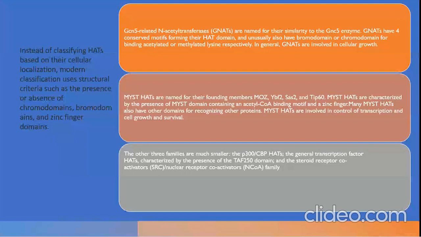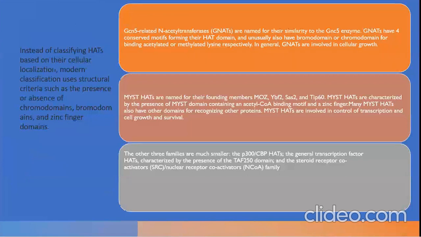In the modern classification, we use structural criteria such as the presence or absence of chromodomains, bromodomains, and zinc finger. So what do chromodomains, bromodomains, and zinc finger mean? Chromodomains and bromodomains are epigenetic regulating proteins. Epigenetic regulating proteins can be broadly classified into three: readers, writers, and erasers. Chromodomains and bromodomains come under the reader classification. On the other hand, zinc finger is a DNA binding domain that is mostly present in transcription factors.